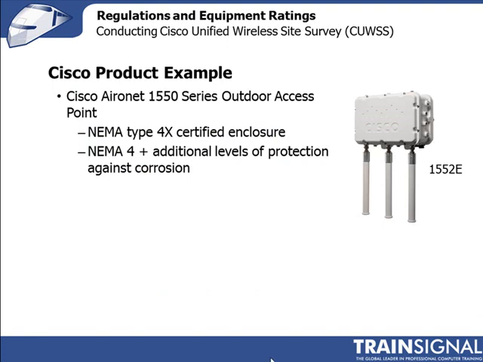Now, to give you an example, this is Cisco's 802.11n outdoor access point, and you'll notice here that it's certified as a 4X. Now, from the previous slide, you would have seen that a 4 enclosure would have protected against rain and snow and sleet, dust, formation of ice, and also hose-directed water. This one here also has certain levels of protection against corrosion.